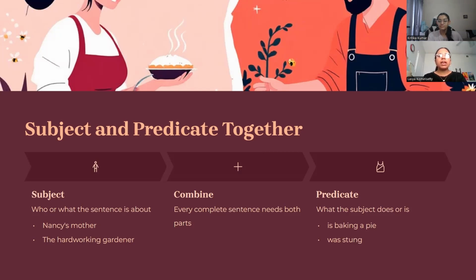And lastly, we have the predicate. So what the subject does or is doing, right? For example, we can combine Nancy's mother with is baking a pie. So the whole sentence would be Nancy's mother is baking a pie, with the subject and the predicate. And the second example could be the hardworking gardener was stung. So the subject would be the hardworking gardener and the predicate is was stung. And when we combine them, it's a whole complete sentence.